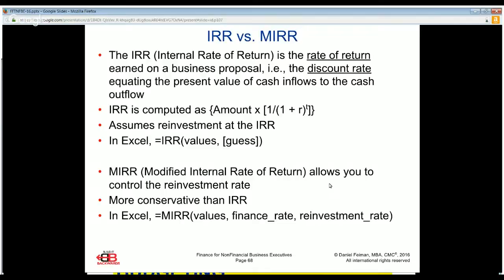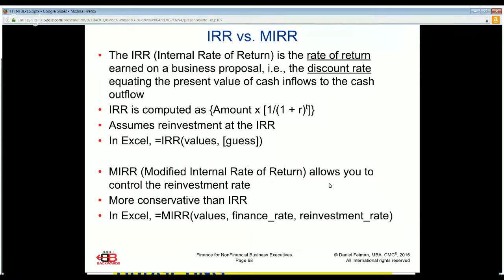Then all we have to do is compare that to what the threshold was. What are we required to achieve? And does this project exceed it? That's the good news with IRR. Here's the bad news. Because of the nature of the function, we do not control the reinvestment of cash flows each year over the project.